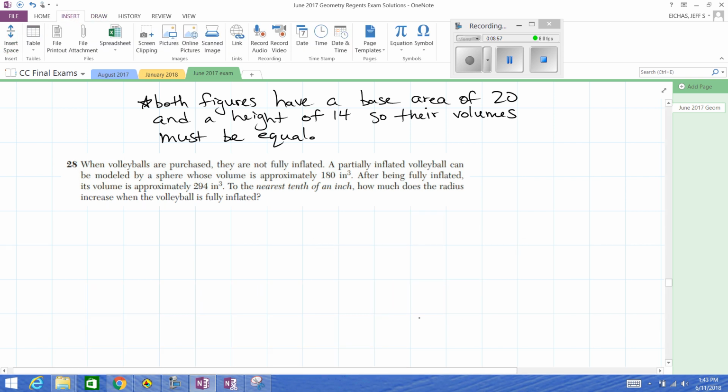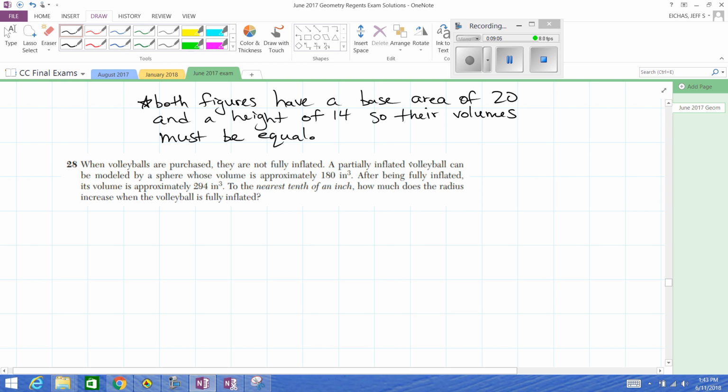When volleyballs are purchased, they are not fully inflated. A partially inflated volleyball can be modeled by a sphere whose volume is 180 cubic inches. After being fully inflated, its volume is 294 cubic inches. Oh boy. Let's just go with, we've got to work this one backwards, assuming it is a sphere. I think it is. We're going to use the same formula, but we're going to come up with different radii.